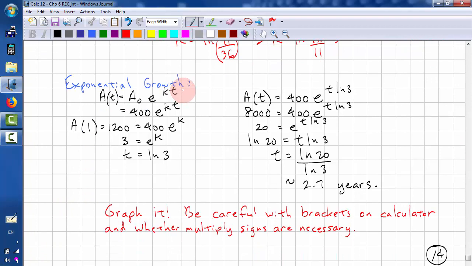Now, I'm not going to do exponential growth. You did this in the previous section. So I'm just going to go through the numbers. So our initial stock is 400.